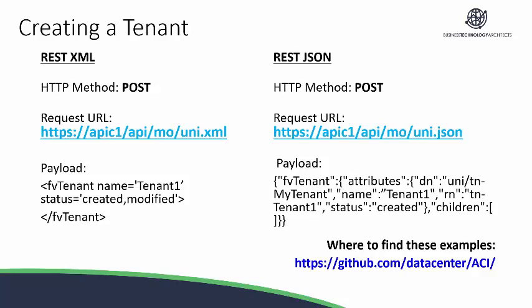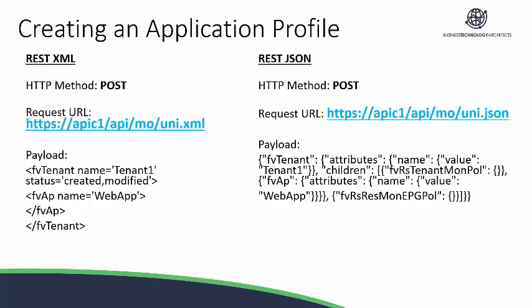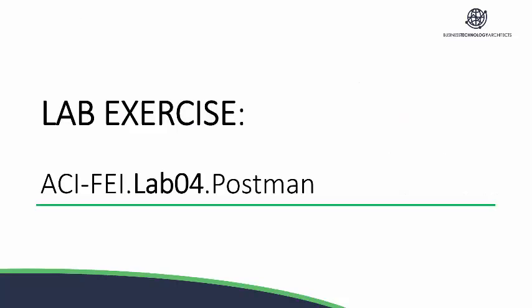You can create a tenant very easily with Postman. You can create an application profile. So there's your method to post, the request URL, and the payload. You can see the payload for XML is a lot easier than the payload for JSON. That's my opinion, but there's just less work to do in XML than JSON.